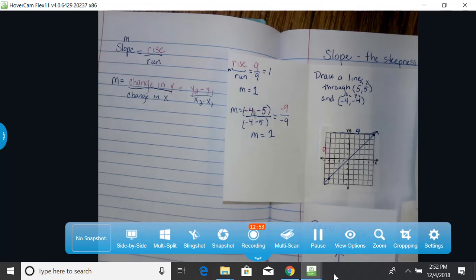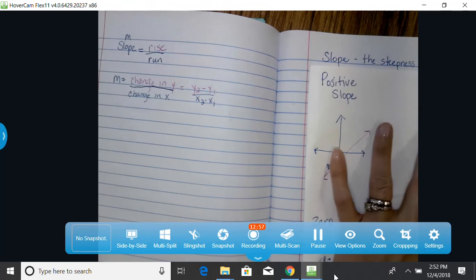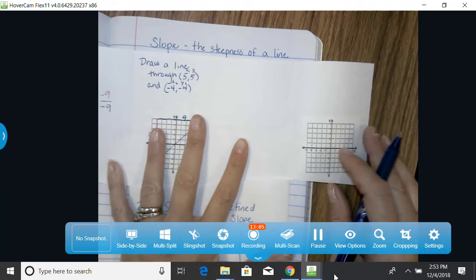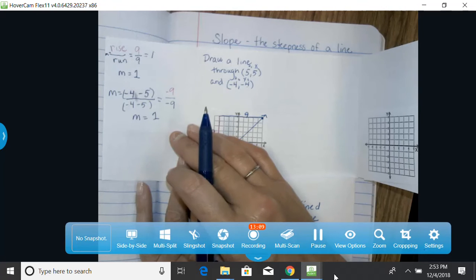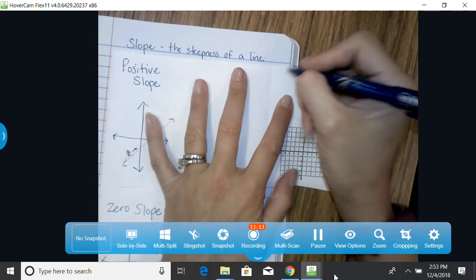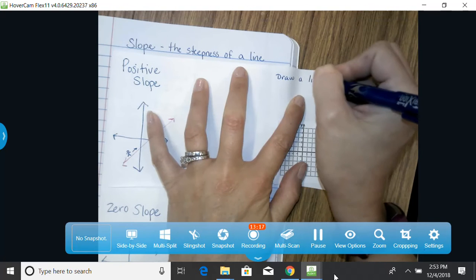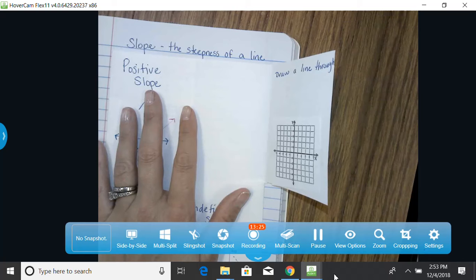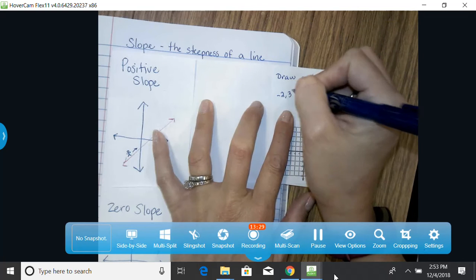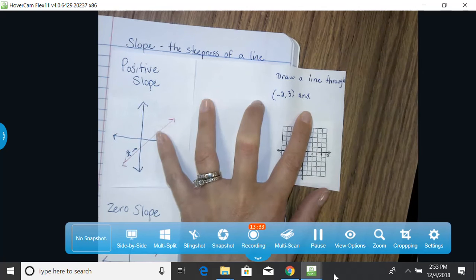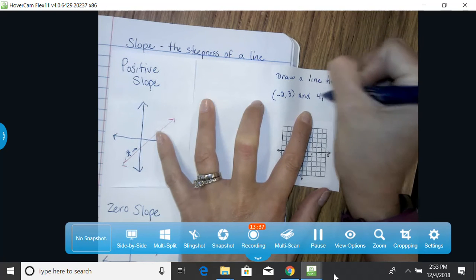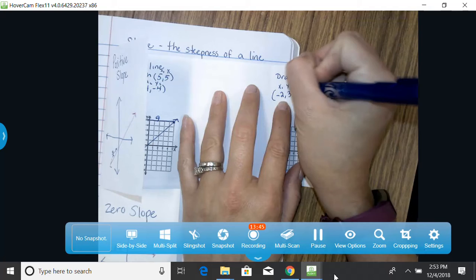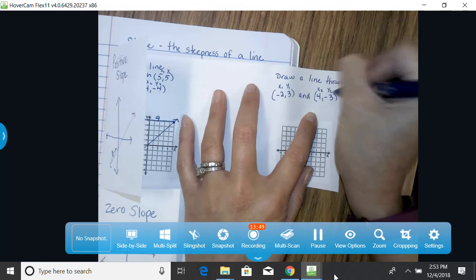Let's take a look at a negative slope example. Let's start by drawing a line through, and I'll try to use coordinates this time that are not the same. And remember, if you didn't have time to copy this, just pause the video and go back. This time we're going to draw a line through negative 2, 3, and 4, negative 3. Now, I have one coordinate here, and I have one coordinate here. This is going to be my first xy set. This is going to be my second xy set.